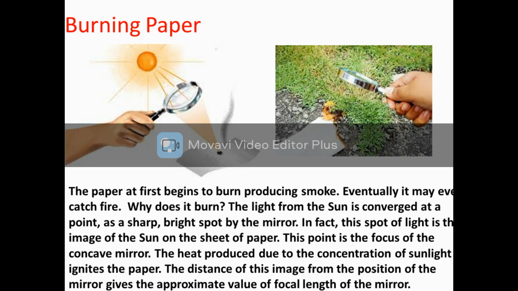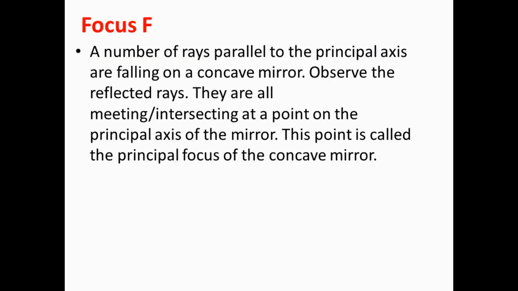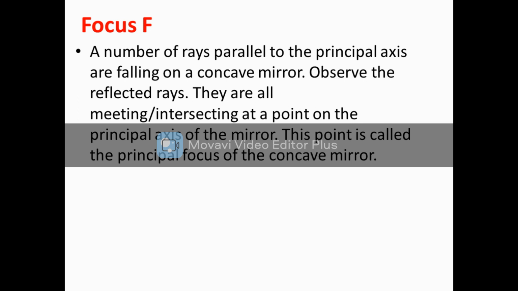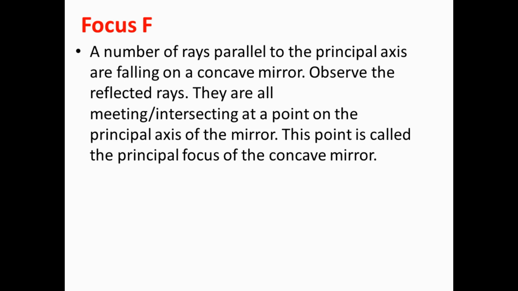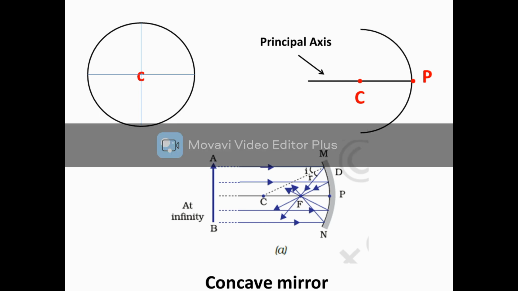The distance between that point and the mirror is called the focal length. The definition of focus: a number of rays parallel to the principal axis fall on a concave mirror, and you observe the reflected rays. They are all meeting at a point on the principal axis of the mirror. This point is called the principal focus of a concave mirror. In a concave mirror, all the rays come and meet at one point, that is called focus.